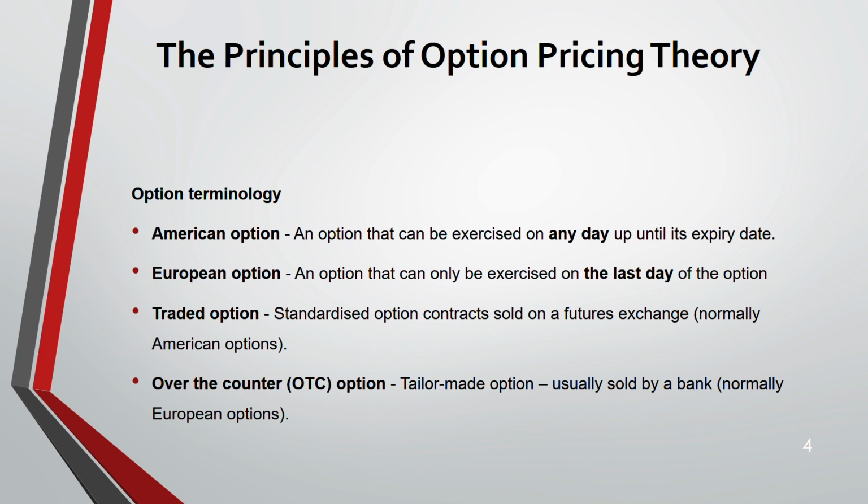That is traded options. Over the counter option means what? It is specifically customized for you. Not everyone will have the same option. It is a tailor-made option. This is usually sold by a bank. Over the counter, usually a bank sells it. Okay, and it could be known as European option because over the counter usually they are exercised at the last date of the option. That's why it is known as European option. Traded option could be exercised any date, normally American options. Just knowing the difference between traded and over the counter option is enough.